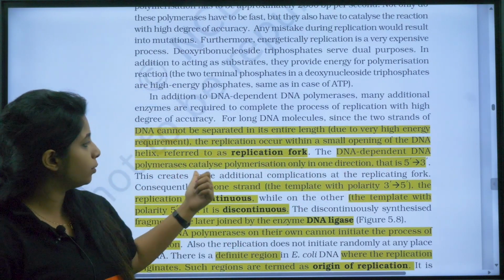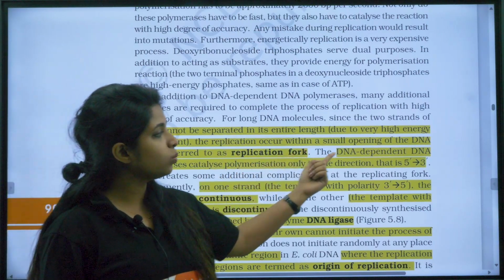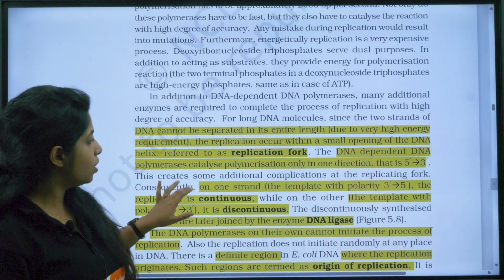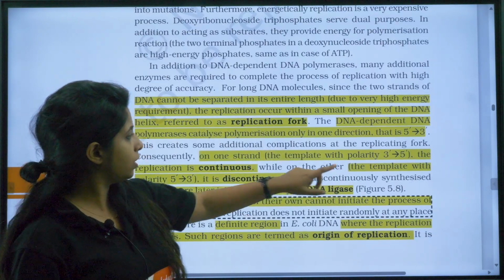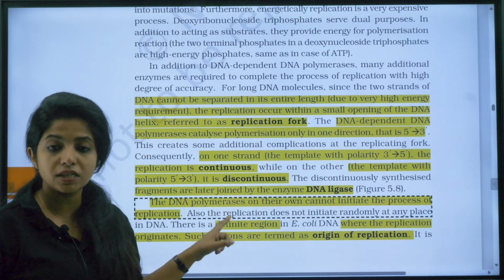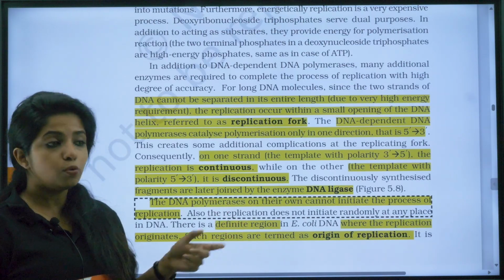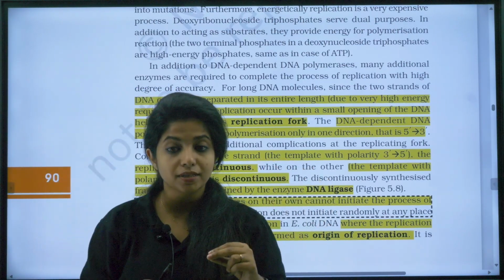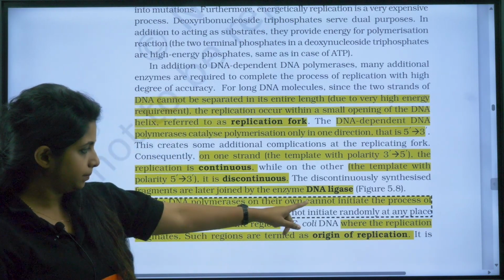DNA dependent DNA polymerase catalyzes polymerization only in one direction, that is 5' to 3'. Now, on one strand, the template with polarity 3' to 5', the replication is continuous, while on the opposite strand, it is discontinuous, my dear children. Which enzyme is responsible for joining the DNA fragments later on? It is DNA ligase.